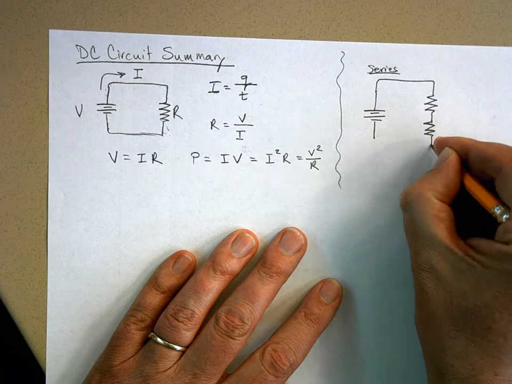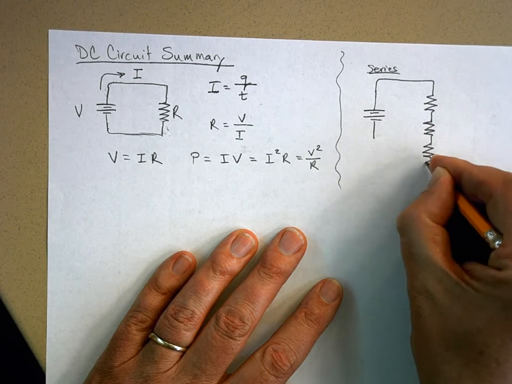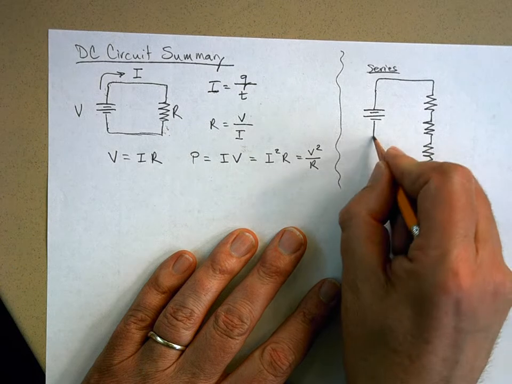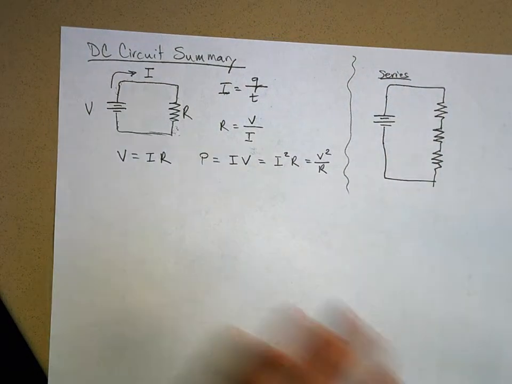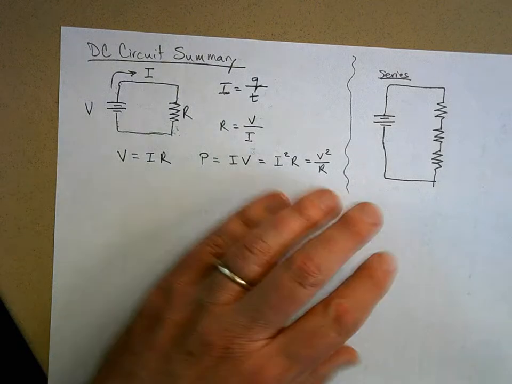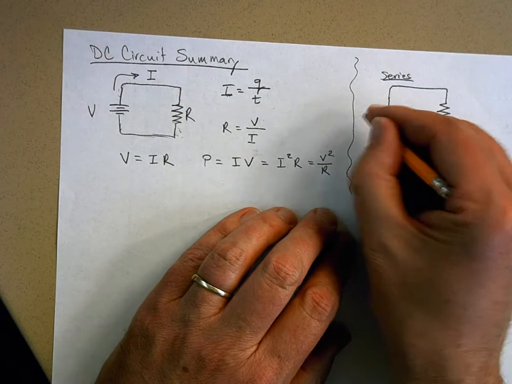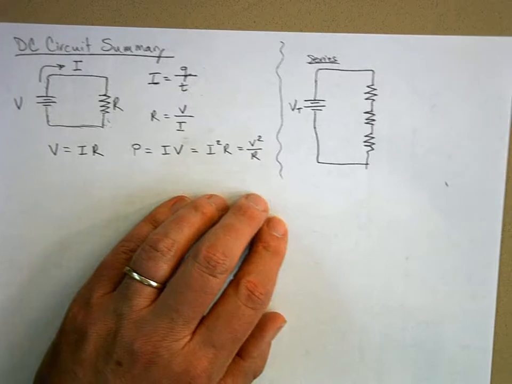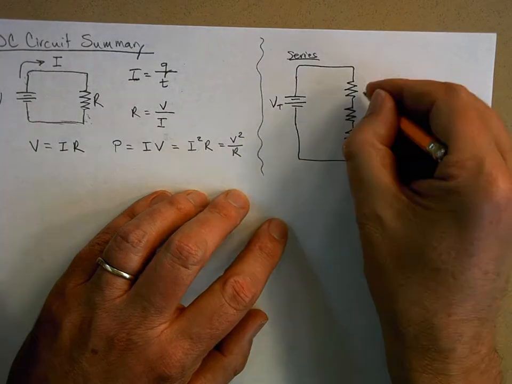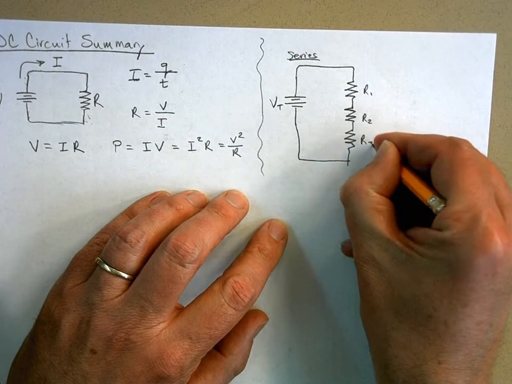And just for fun, I'll put 3 resistors. But it doesn't have to be 3, and I didn't draw those resistors very well. Sorry. So we'll just call this the total voltage delivered by the battery. Let me move this over. We'll call this R1, R2, and R3.